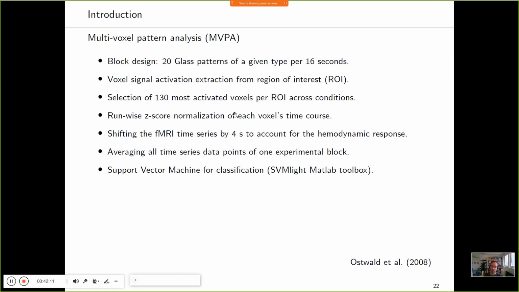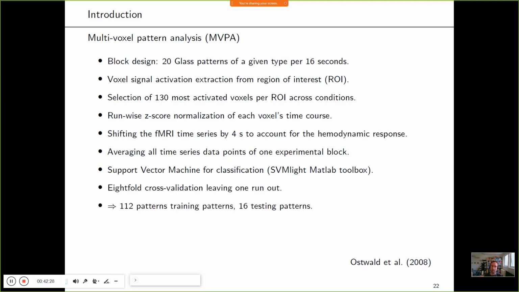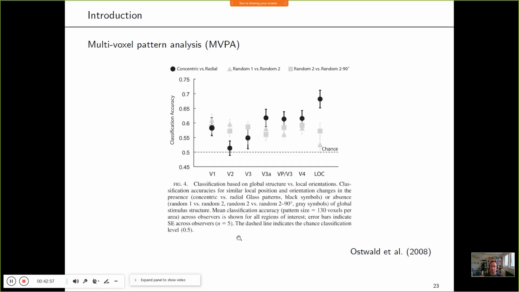And then we used a support vector machine for classification. We trained a support vector machine to associate a specific Glass pattern with the fMRI activation patterns, and we always left one run out. How many runs did we have? I guess 8. So we trained on fMRI data from most of the runs, but not on one run, and then used the trained support vector machine to predict what's happening in the remaining run. Then we averaged the accuracy across cross validations and did some statistical evaluation.